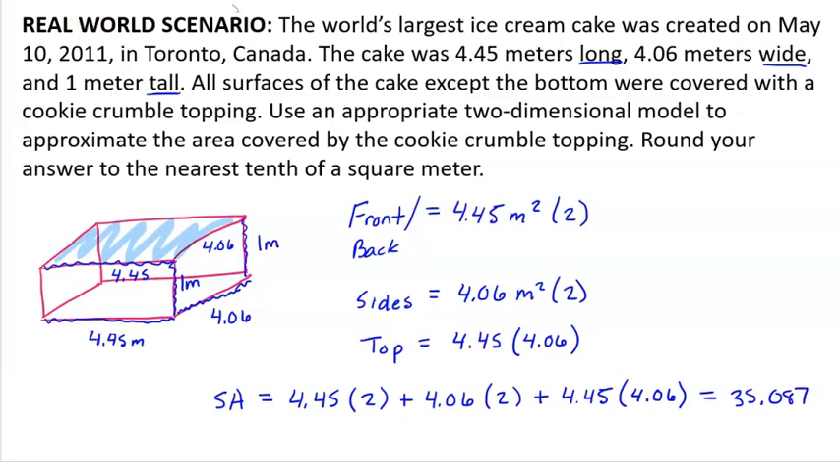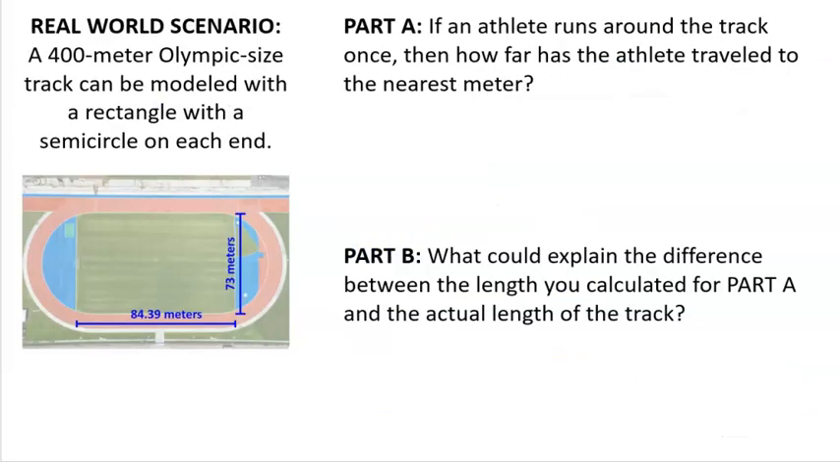And it's asking us to round to the nearest tenth of a square meter. So I only want one decimal place. And so is that 8 going to change the 0? Yes, it's going to move up. And so our answer is going to be 35.1 meters squared. All right, we've got another real-world scenario here.